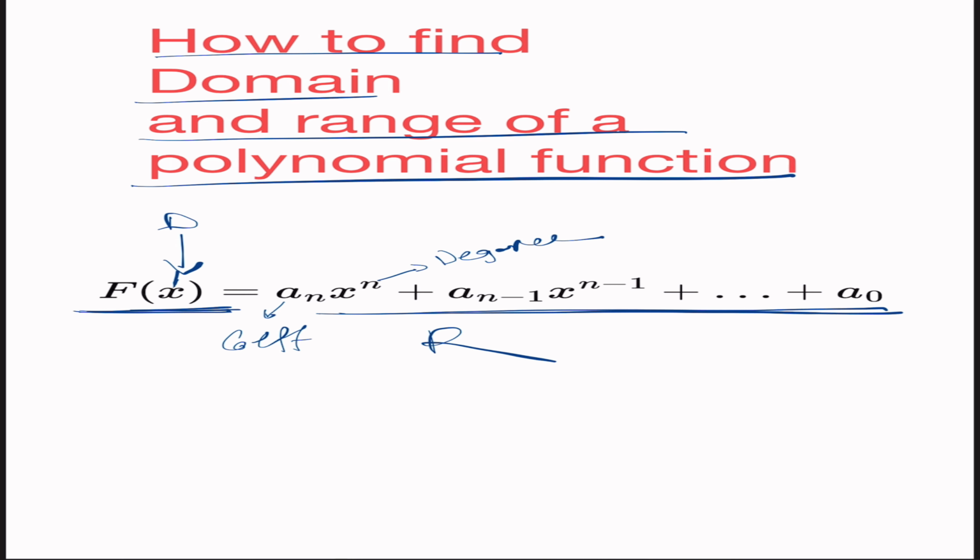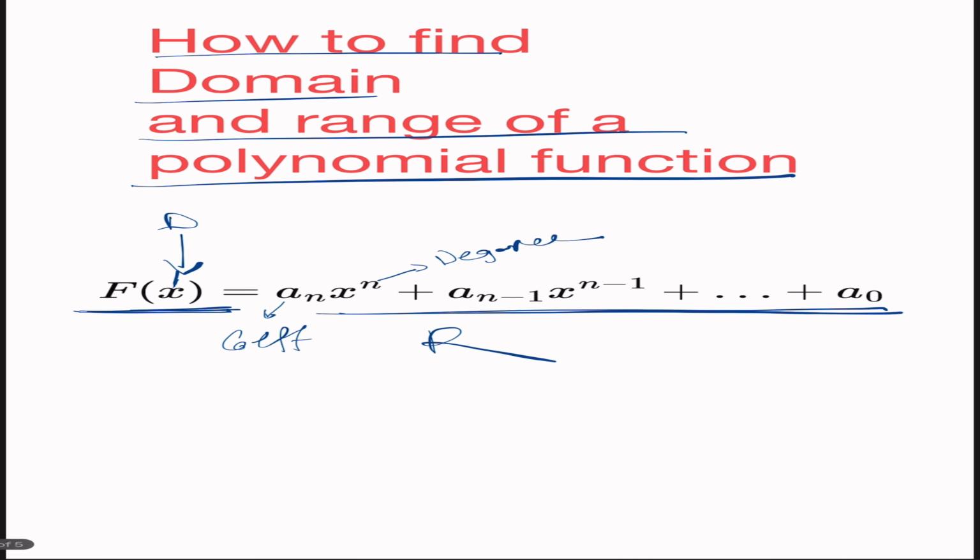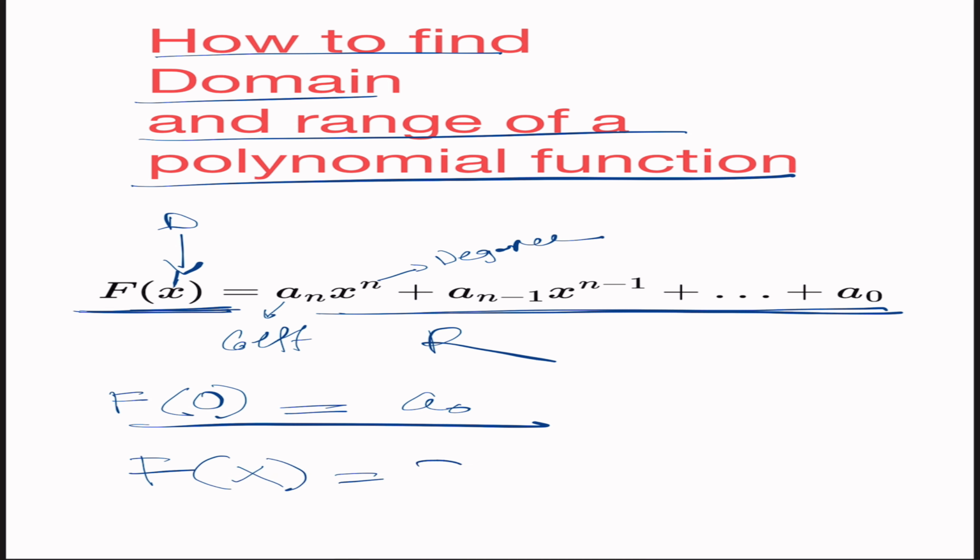Now let's talk about the degrees, how the degree is defined. Let's say in the domain you put 0 here, what do you get? In this function, you get just a0. That's when you get a constant. So this is an example of such a function. Let's say f(x) = 3. In this case, since there is a constant, the domain is negative infinity to positive infinity.